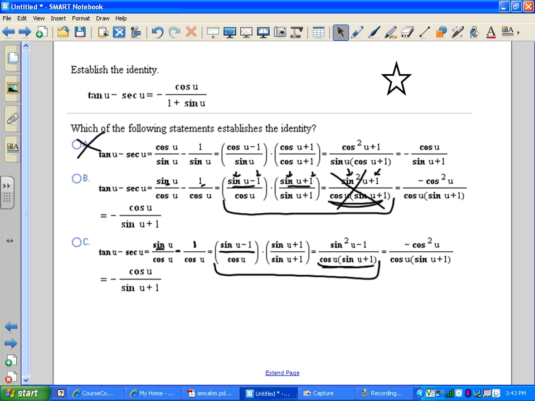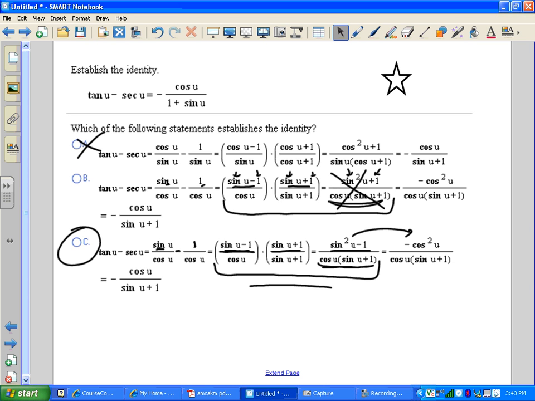Now notice in this step, they do it correctly. Sine of u minus 1 times sine of u plus 1 would be sine squared u minus 1, like it's supposed to be. Just so you can get the idea, that's definitely my answer there, it's going to be C. The idea behind the next step is this: they're using from here to here a Pythagorean identity.